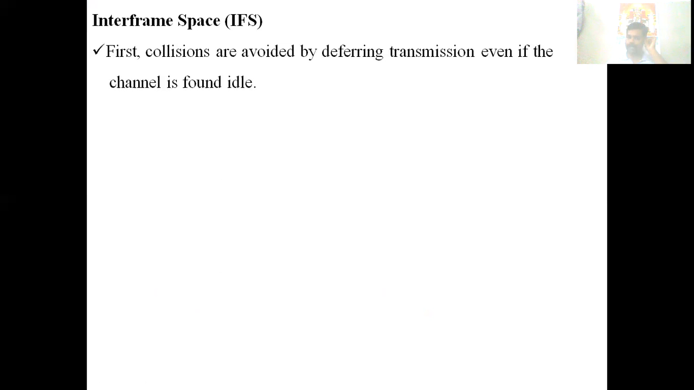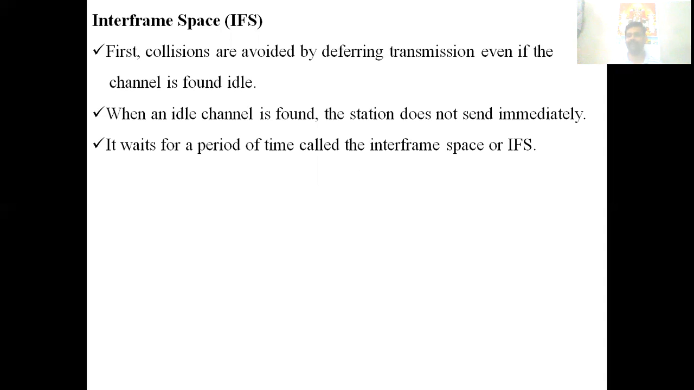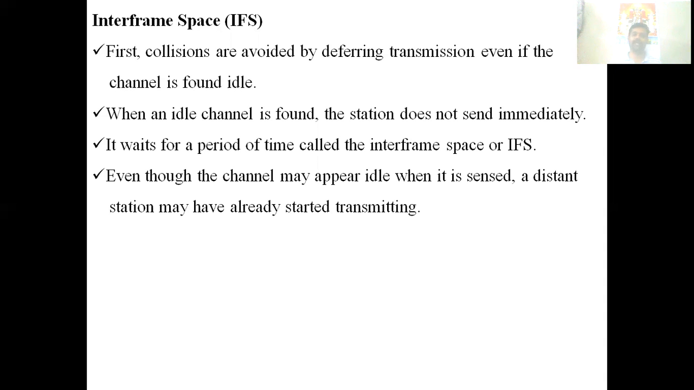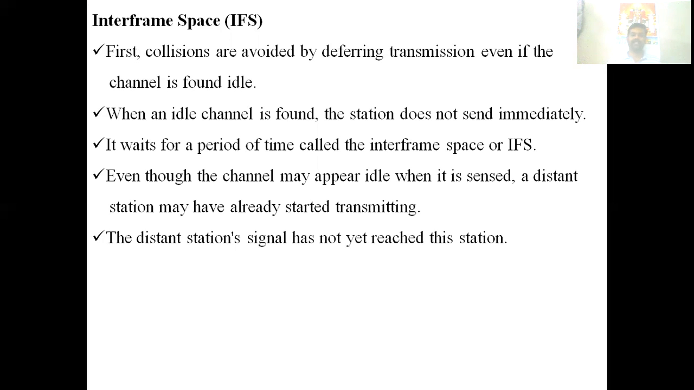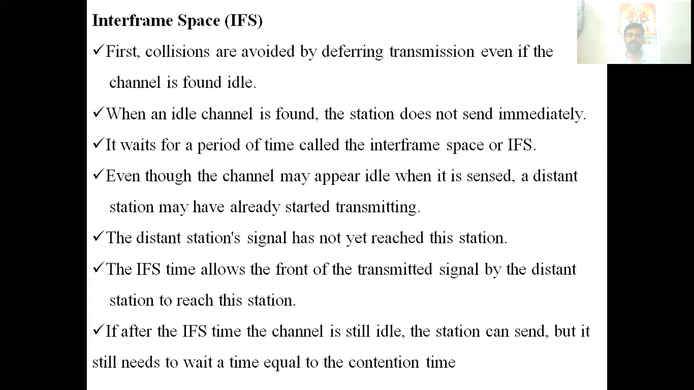What is interframe space? First, collisions are avoided by deferring or delaying transmission even if the channel is found idle. When the channel is idle, the station does not send immediately. It will wait for a period of time called interframe space. Even though the channel may appear idle when it is sensed, a distant station may be transmitting. So the distant station's signal has not reached this station. The interframe space time allows the front of the signal transmitted by the distant station to reach this station.